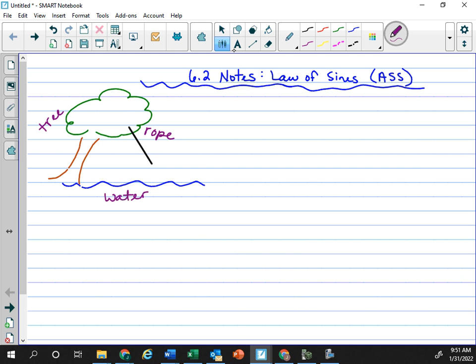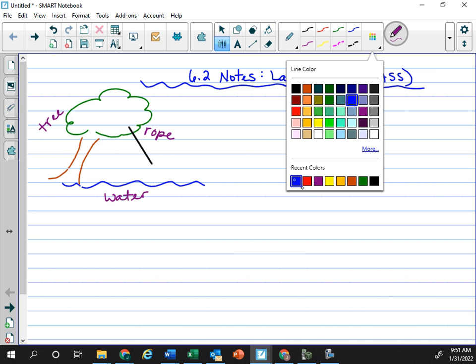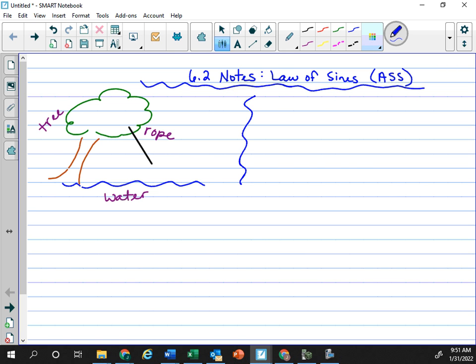So I know it doesn't really look like a triangle, but we're going to use these as sides of the triangle. So the tree is one side, the rope, and the water. Now, there's a specific way I want you to draw your triangles. So we'll come over here and draw a triangle.